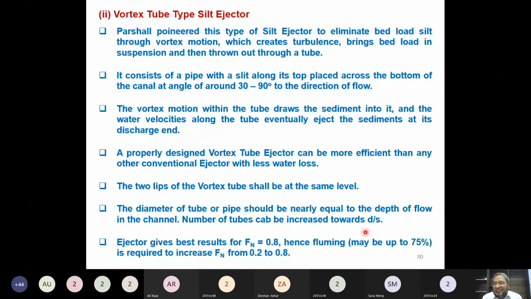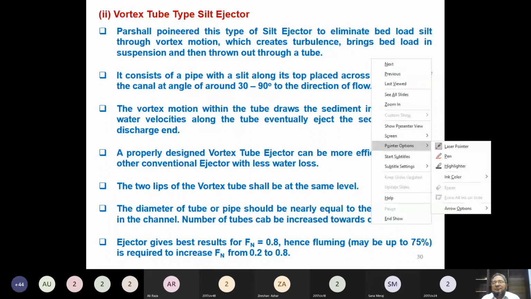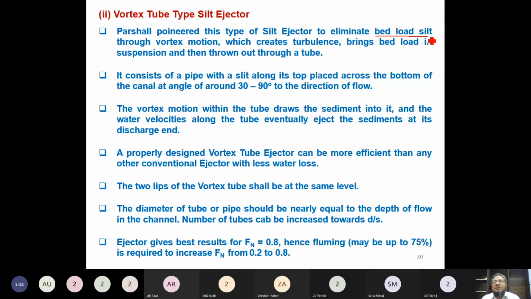And now another type of the silt ejector, that is the vortex tube type silt ejector. So Parshall initially gave the concept of this type of silt ejector, mainly to eliminate the bed load. Through vortex motion, once a vortex is created, it creates turbulence and brings the bed load into suspension. The bed load comes in suspension and is then thrown out through the tube. So it consists of a pipe with a slit along its top, placed across the bottom of the canal at an angle of around 30 to 90 degrees to the direction of flow.